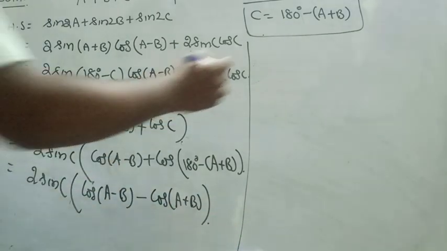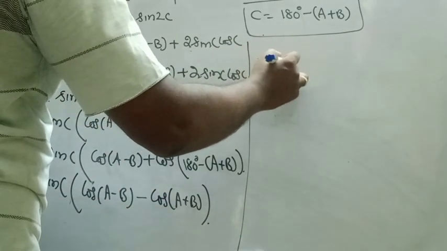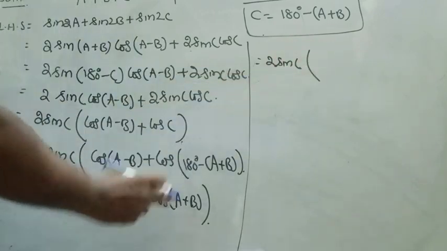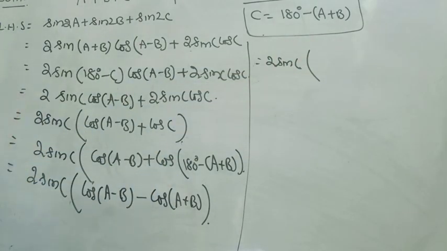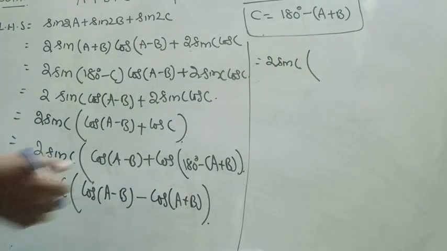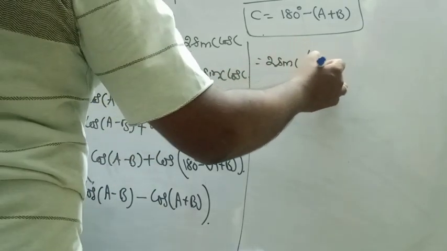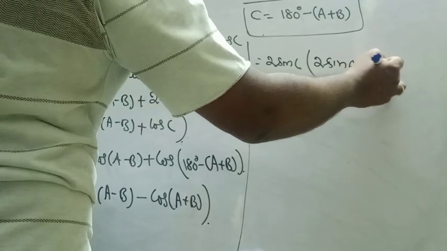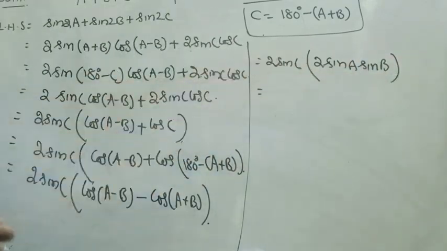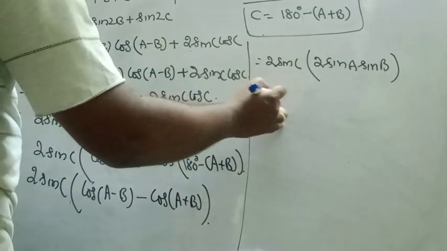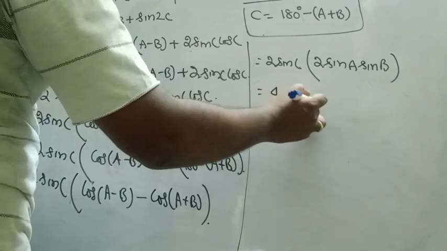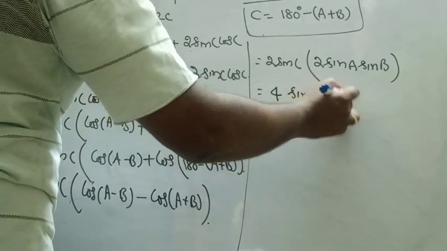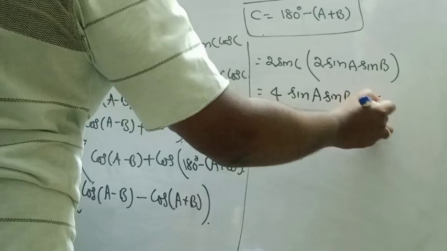So this equals 2 sine C into cos A minus B minus cos A plus B. We know the formula, right, my dear students? That is nothing but 2 sine A sine B. See how beautifully we have got it now. 2 into 2 is 4. You have got 4 sine A, sine B, and sine C.